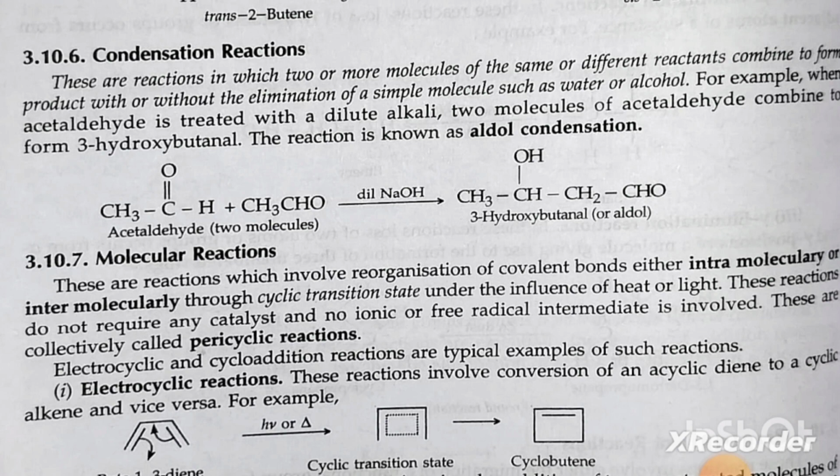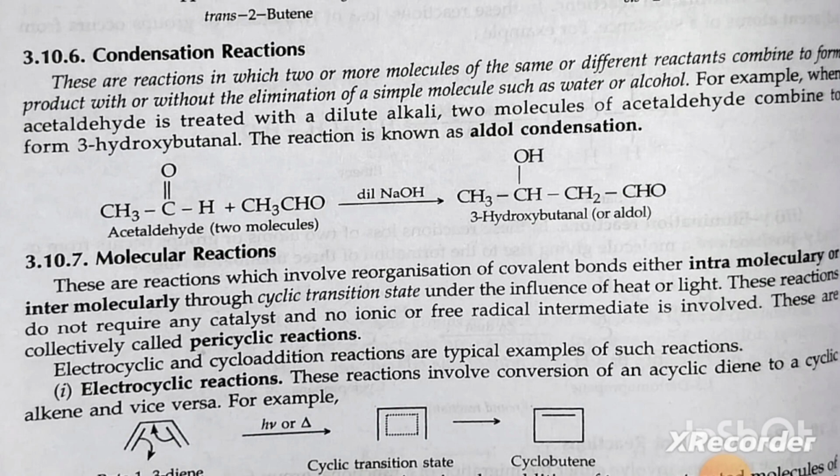Seventh, molecular reactions. These are the reactions which involve reorganization of covalent bonds, either intramolecularly or intermolecularly, through a cyclic transition state under the influence of heat or light. These reactions do not require any catalyst, and no ionic or free radical intermediate is involved. These are collectively called pericyclic reactions. Electrocyclic and cycloaddition reactions are typical examples of such reactions.